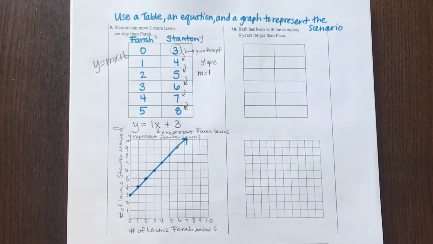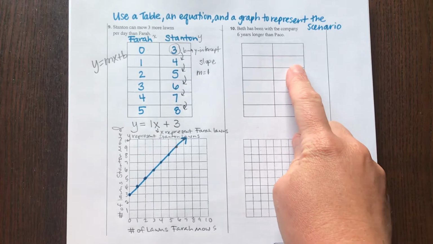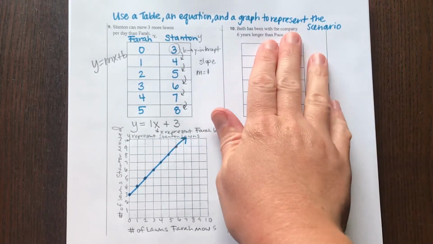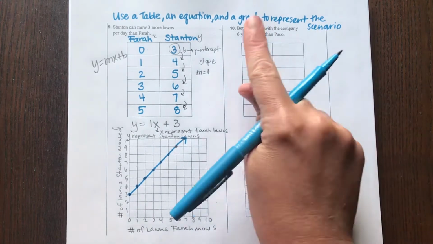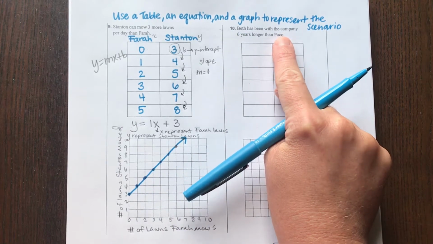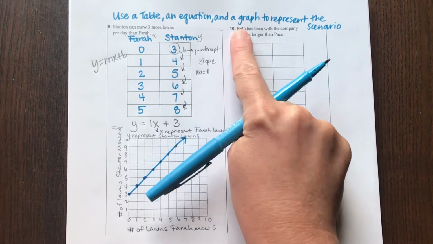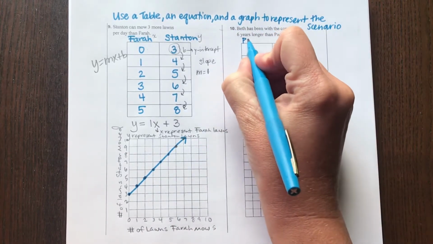In this video, I'm going to show you how to use a table, an equation, and a graph to represent this scenario here. It says Beth has been with the company 6 years longer than Paco. And what I'm going to do is make a table to represent this information. So in order to know how many years Beth has been with a company, she first needs to know how long Paco has been there, because then I'm going to think about, well, Beth has been there longer than that. So I'm going to start with Paco.